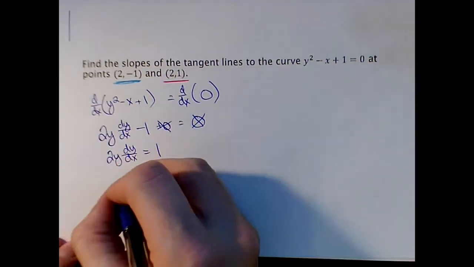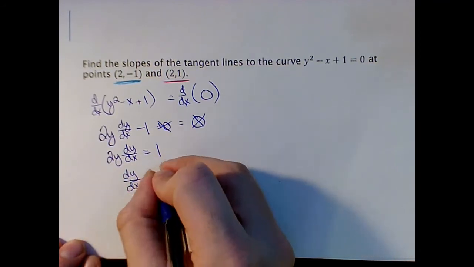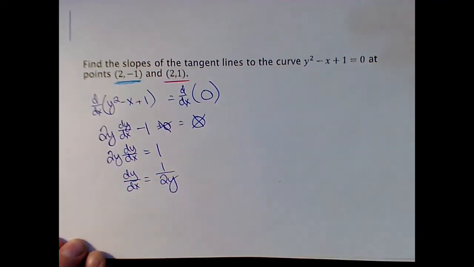And let's divide both sides by 2y. And so whatever shape this is when it's graphed, the derivative is going to be that equation right there. Okay, no x's appear anywhere.